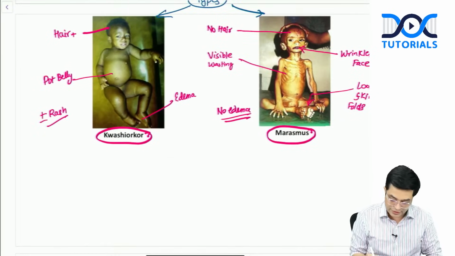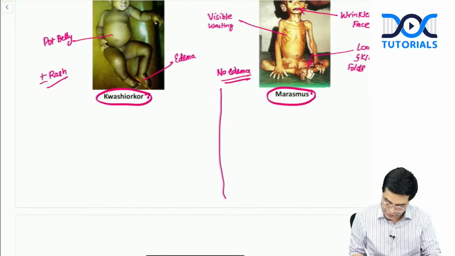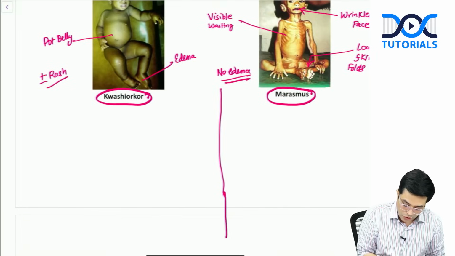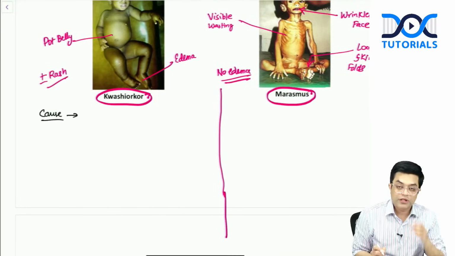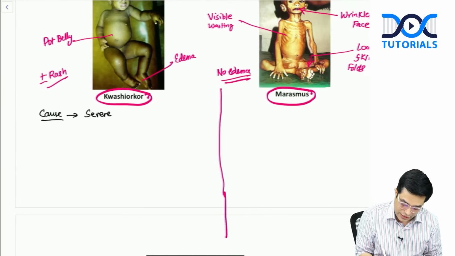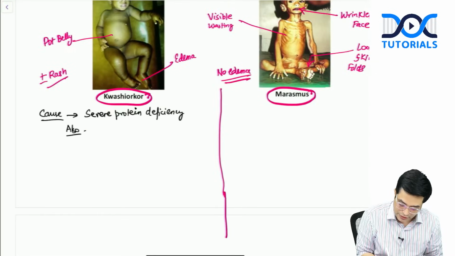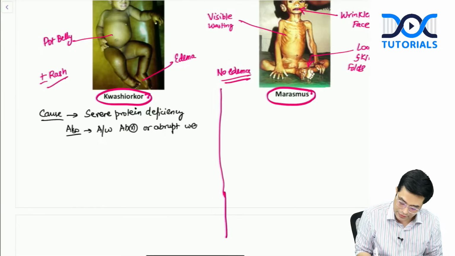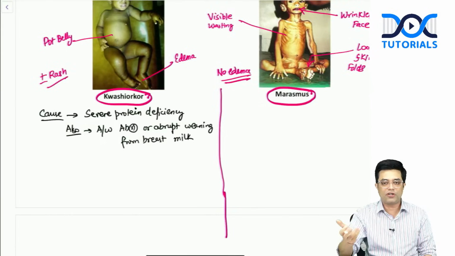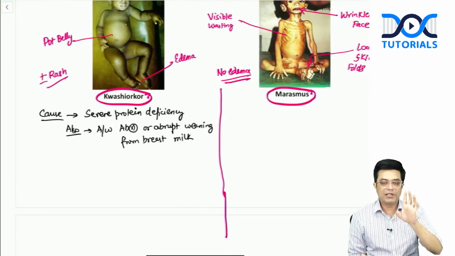So what are the key points that you need to remember about Kwashiorkor and marasmus? We will quickly revise. Kwashiorkor, what is the cause? In Kwashiorkor the cause is severe protein deficiency. Severe protein deficiency, right? What are the additional problems? Also, you will find that these children are associated with abnormal or abrupt weaning from the breast milk. So if the exam asks which variety of malnutrition is triggered by abnormal or abrupt weaning or prolonged weaning from the breast milk, the answer will be Kwashiorkor.